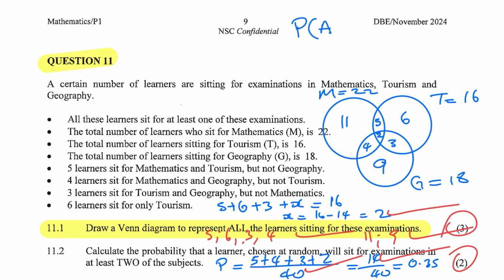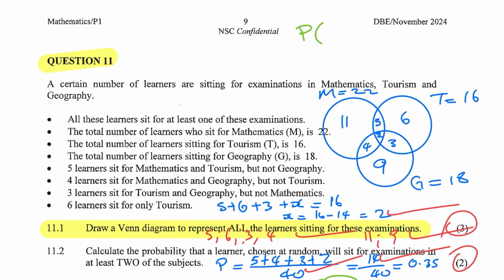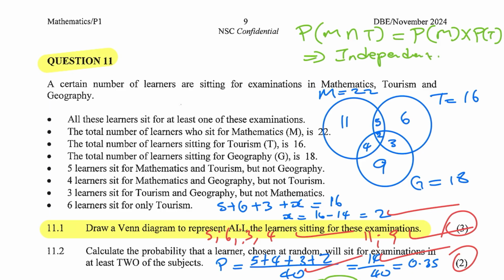Probability of A and probability of B, in this case mathematics and tourism. So let's say probability of M and probability of T. If these two are equal, that implies independent. But if they're not equal, that means they are not independent. So that's what you need to prove.